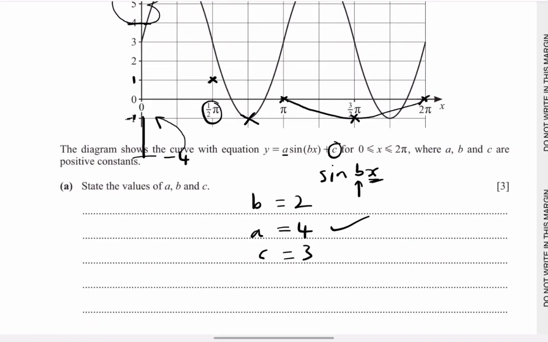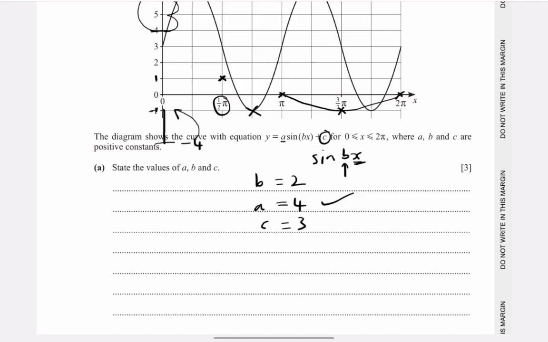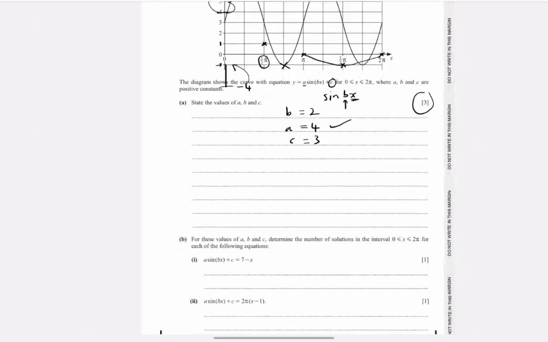And so our a is 4 like that, our b is 2, we're dividing the x-axis by 2, and our c is 3, which is a vertical translation in the y-axis. And you get your 3 marks for that.